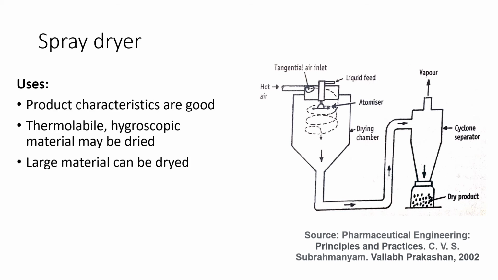If we look upon the uses, spray dryer is a very useful instrument. It gives better product quality or better characteristics, and it can be utilized for thermolabile and hygroscopic materials also. And in terms of volume, if a large quantity has to be dried, it is a perfect choice because of its dimensions, which offer good volume to handle a variety of material in large quantity.